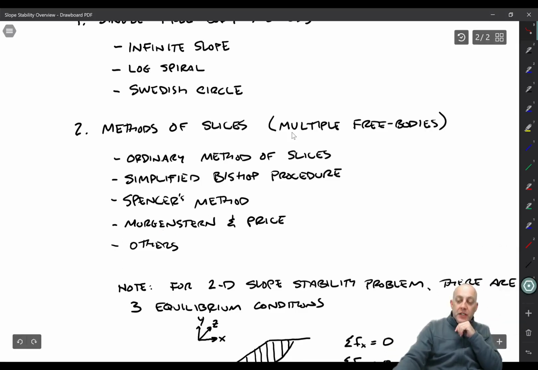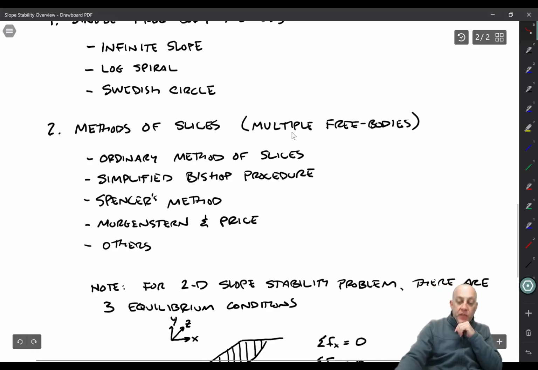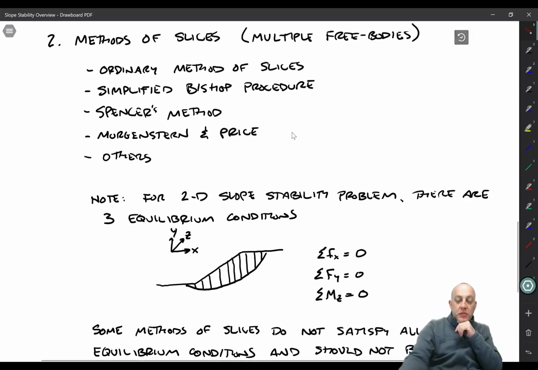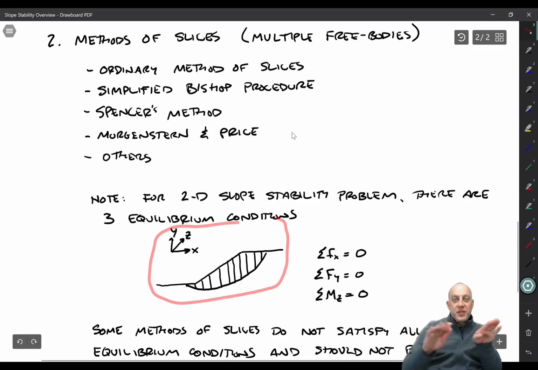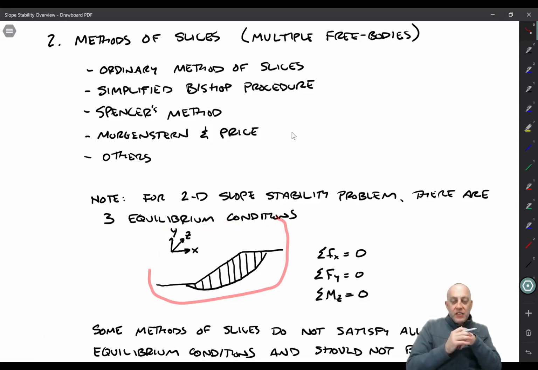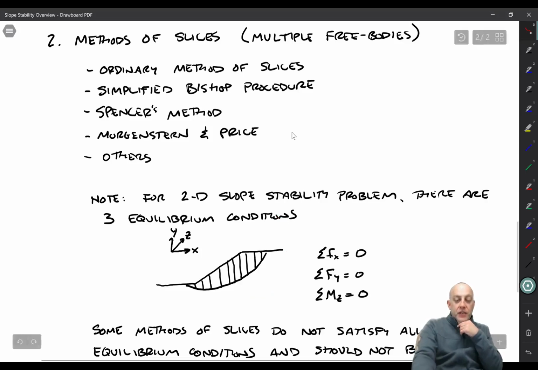One thing I'll point out here that we'll visit again later: for a two-dimensional slope stability problem, which is what we tend to solve because it fits neatly onto a single plane, we can analyze it easily. There are three equilibrium conditions. If we have this coordinate system, x, y, and z, the sum of forces in the x direction has to be equal to zero, the sum of forces in the y direction has to be equal to zero, and then the sum of moments about the z-axis, or the rotational moment in the plane, has to be equal to 0.